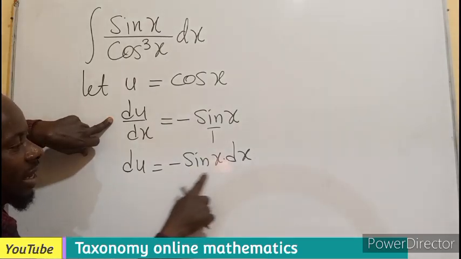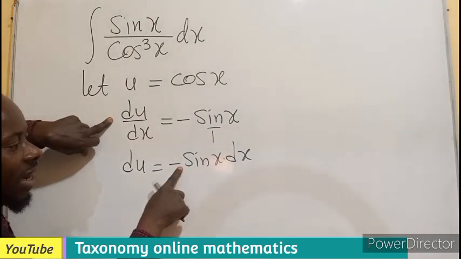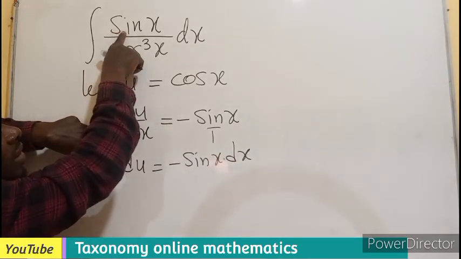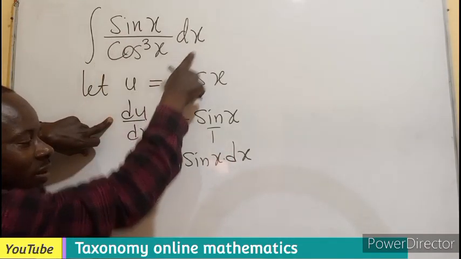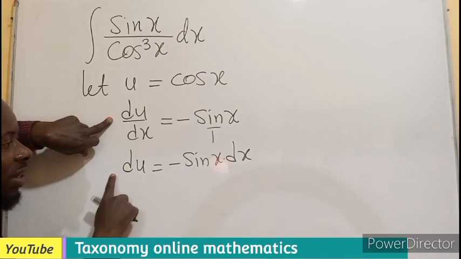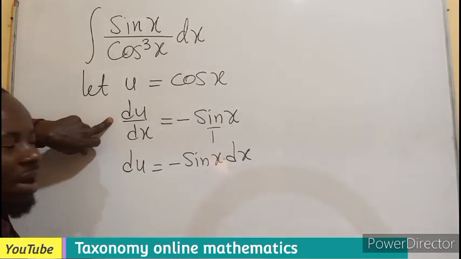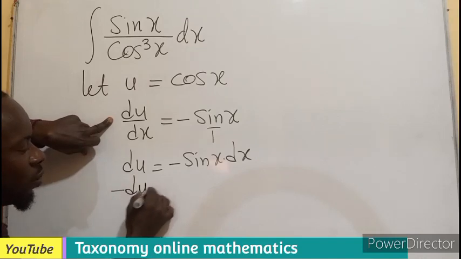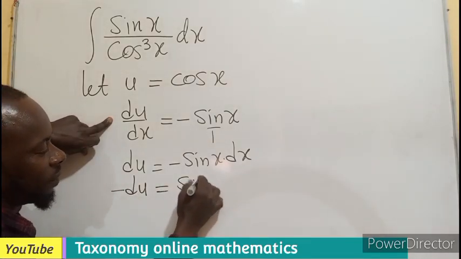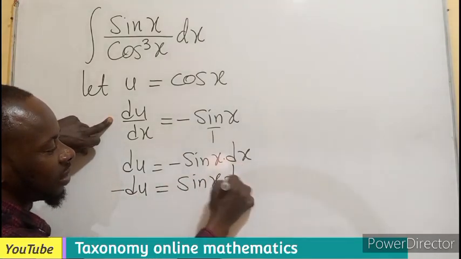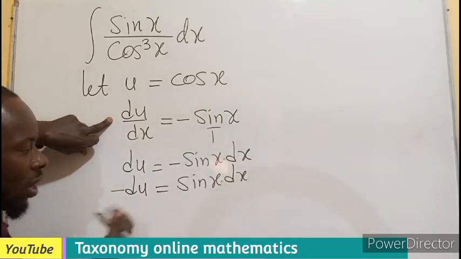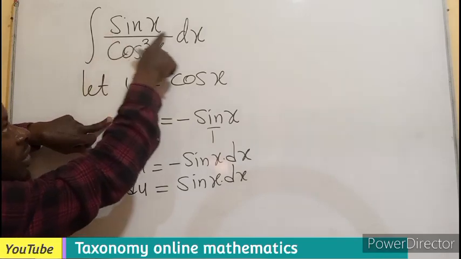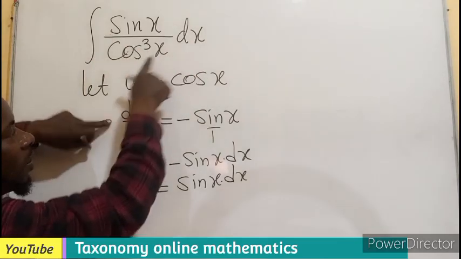Now, if that is the case, we can see that there is a negative here, and all these represent sine x dx. So I can shift the negative by multiplying both sides by negative 1, meaning this becomes negative du equals positive sine x dx. Since we are doing substitution, this will replace the numerator and the dx.